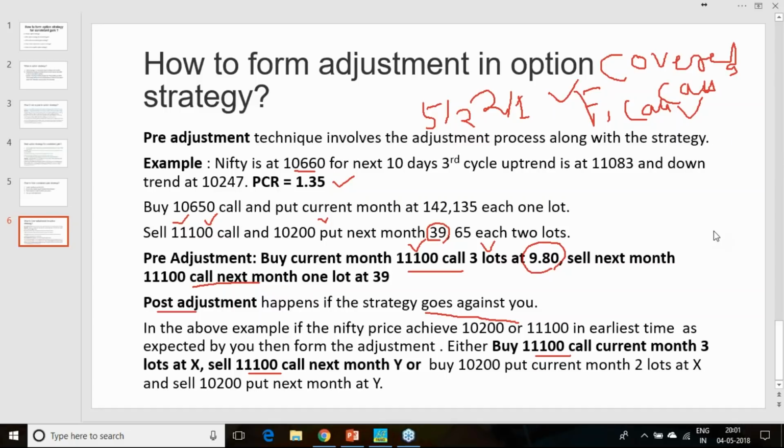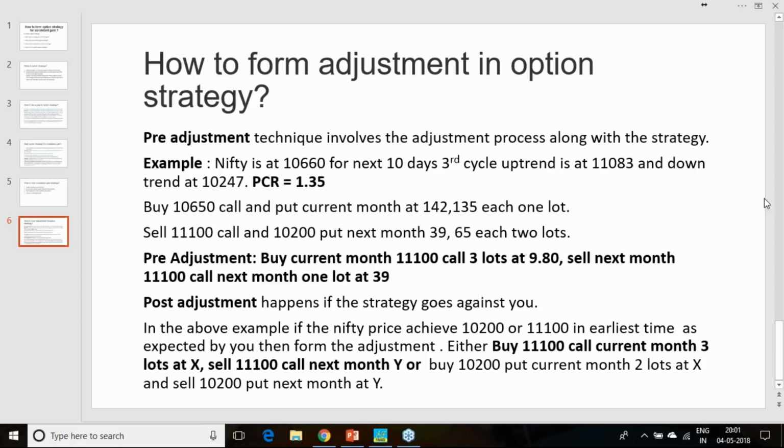This is the simplest explanation, but it has a bigger definition and a bigger technical wording also. When you neutralize delta, vega, theta, all the option parameters or option Greeks, at that time you have to form an adjustment based on those Greeks by adding some lots or subtracting some lots, which makes it more complex. So this is the concept of adjustment.